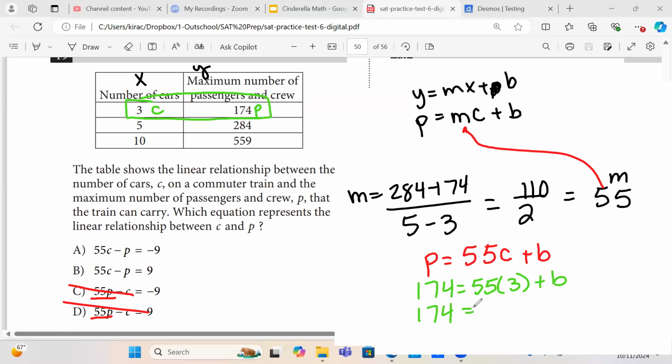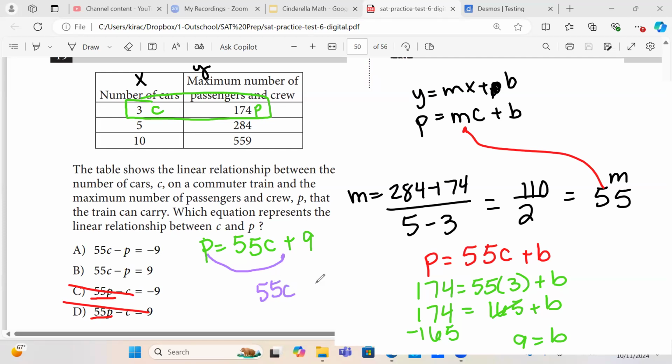174 equals 165 plus B, minus, and 9 equals B. So this gives us passengers is 55 per car plus 9. And then that's just not how they gave it to us, right? Looks like they moved the passengers over. So 55C minus P, and they moved the 9 that way, is -9, which is A. So that's the more formal way to do it. Again, I don't know if that's any faster, but they both get the job done.